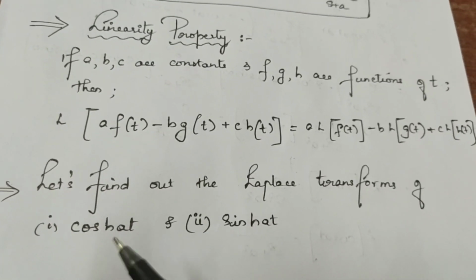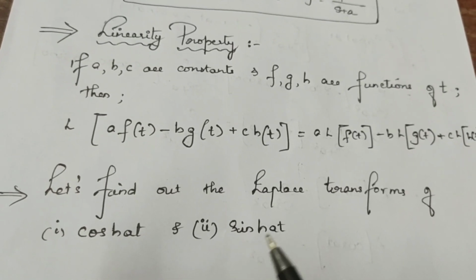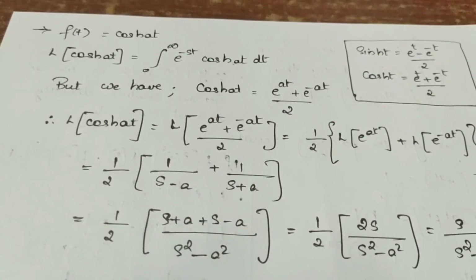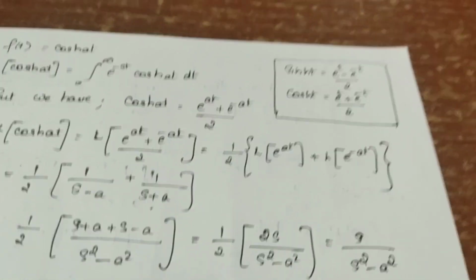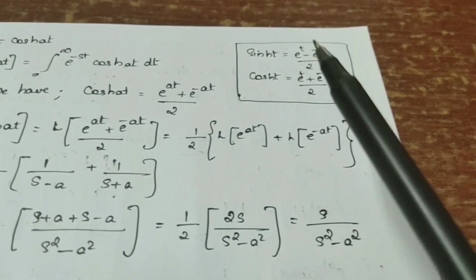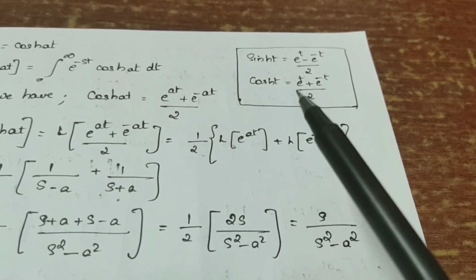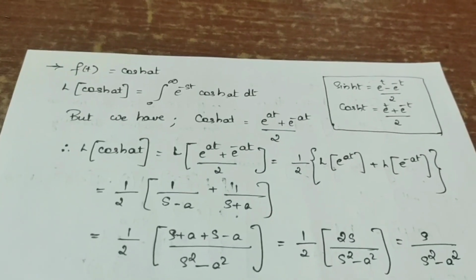Now let's find out the Laplace transforms of the hyperbolic functions cos ht and sin ht. Before finding the Laplace transforms of these hyperbolic functions, let's see the general formulae of sin ht and cos ht. Sin ht is given by e raised to t minus e raised to minus t by 2 and cos ht is given by e raised to t plus e raised to minus t by 2. Now let's take the Laplace transform.